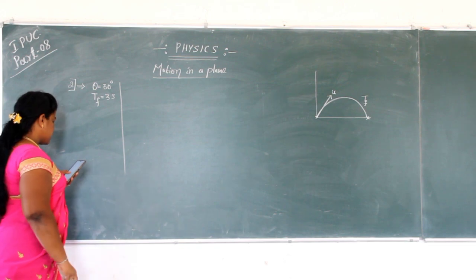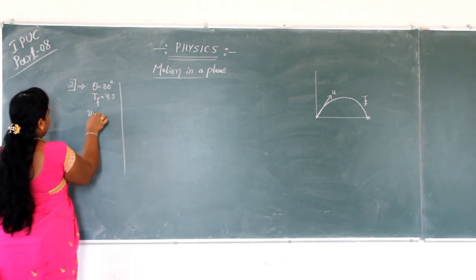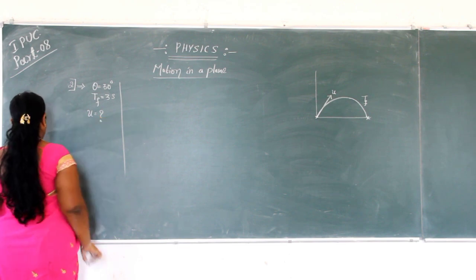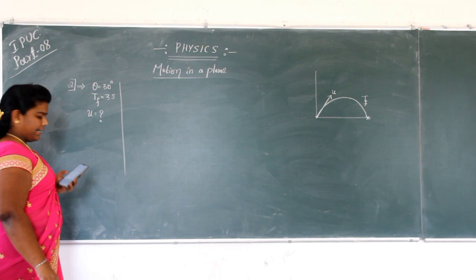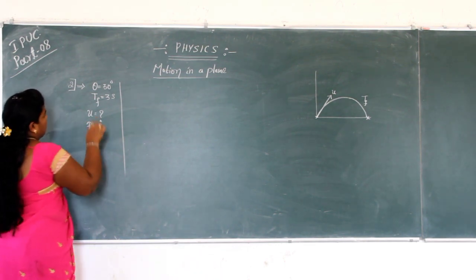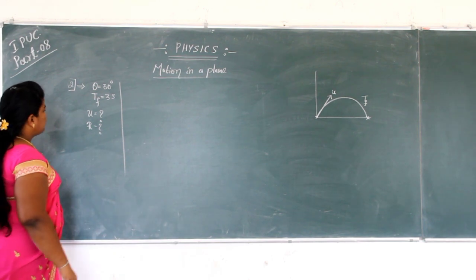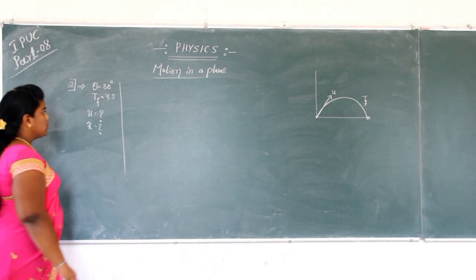calculate the point A, the velocity of projection. The first question is velocity of projection. And what is the second one? Calculate the horizontal range. R is equal to question mark. Yes. Now let us move to the calculation of velocity of projection, that is U.